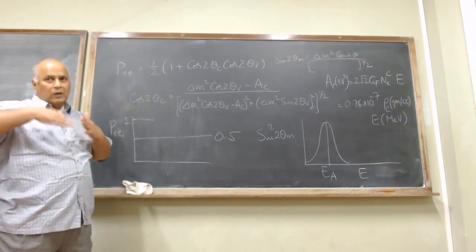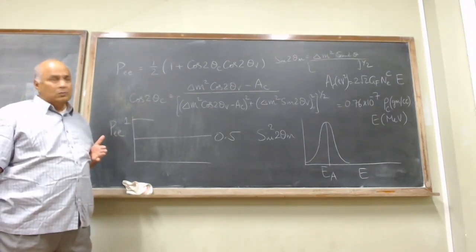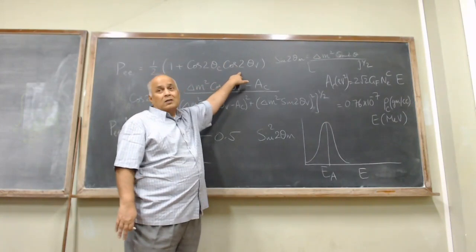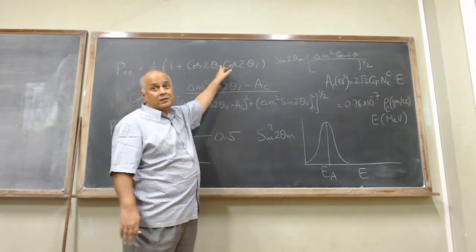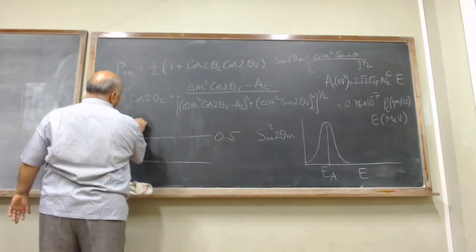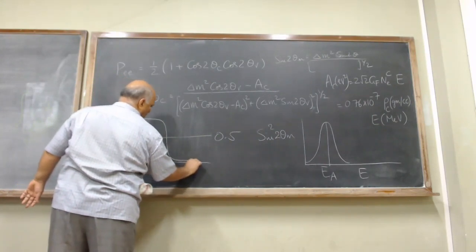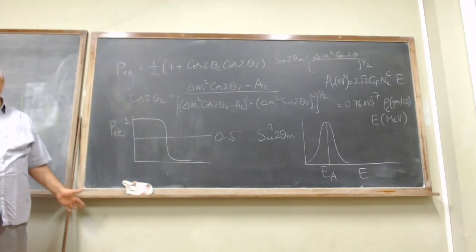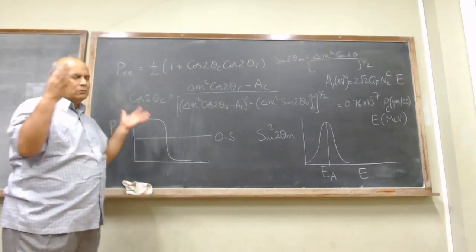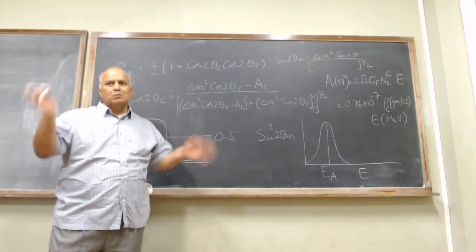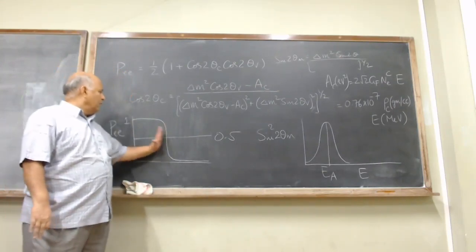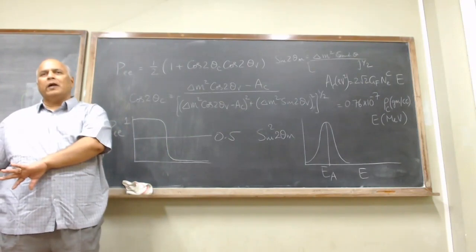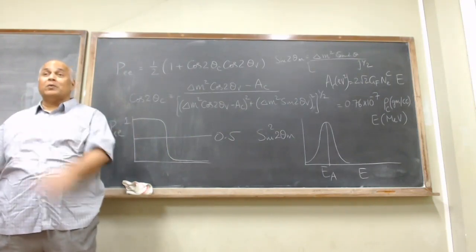But once I cross the adiabatic threshold, this is essentially minus 1, and this is close to 1, so this vanishes. So my probability becomes like this. Let us say my adiabatic threshold is 6 MeV, just for argument. So until 6 MeV, all the neutrinos survive, and beyond 6 MeV, all the neutrinos get converted. Complete conversion, that is the important thing.